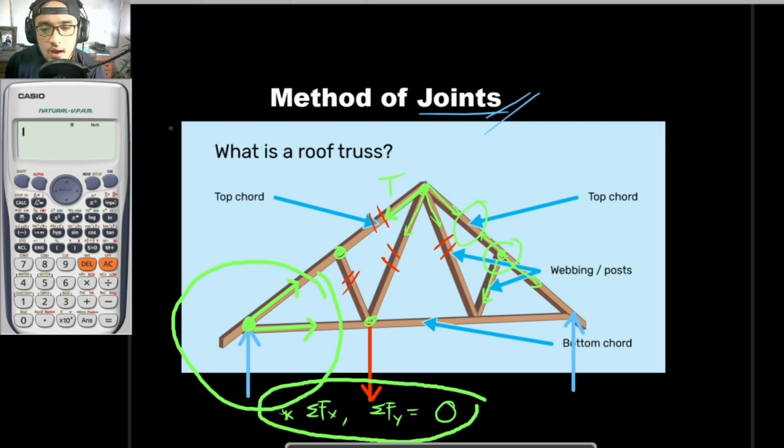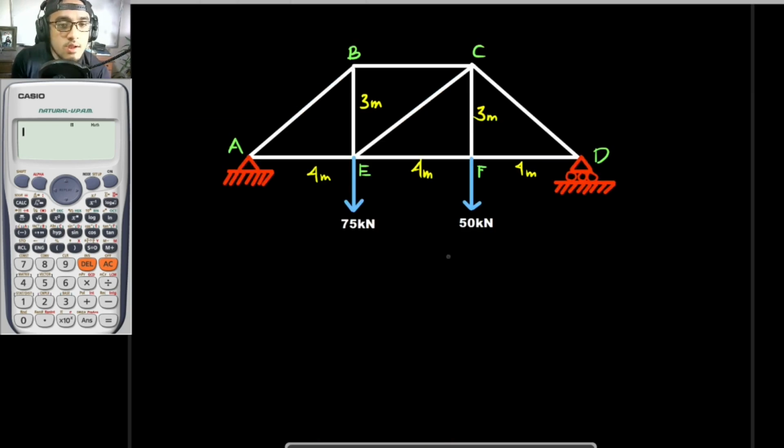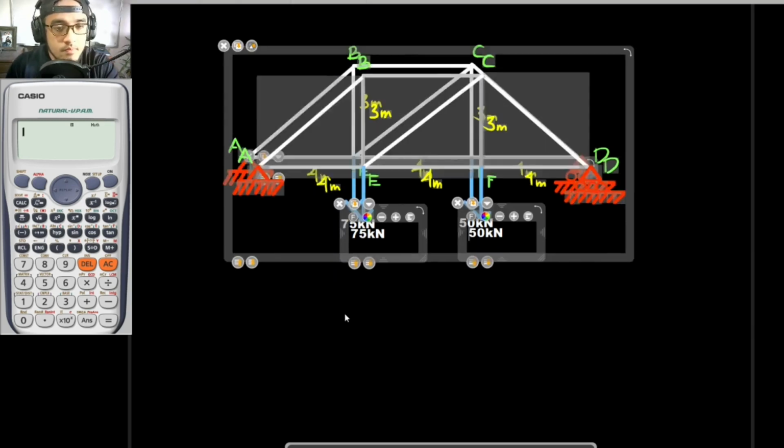Okay, so I think you're already confused, and if you are, it is better for us to have an illustrative example instead. So for our illustrative example, we would be solving for the bar forces of this truss right here. So the first thing that we should do is to draw its free body diagram. So I would now be drawing its free body diagram.